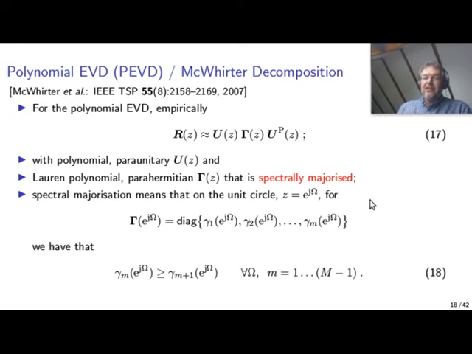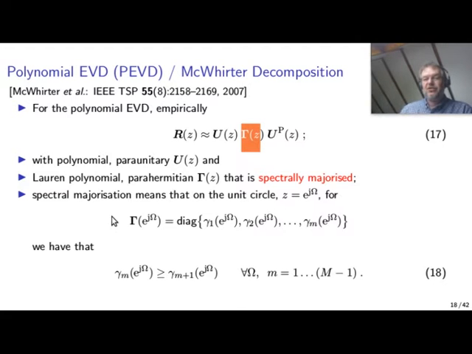So this was recent work. A bit further back, John McWhirter came up with polynomial eigenvalue decomposition. He postulated that a matrix R of Z can be approximately decomposed into these factors here, where U of Z is again a paraunitary matrix, and gamma of Z is a parahermitian diagonal matrix, but this matrix now satisfies some additional constraints. This matrix is supposed to be spectrally majorized, so if we evaluate these functions on the unit circle, then they have to be ordered.